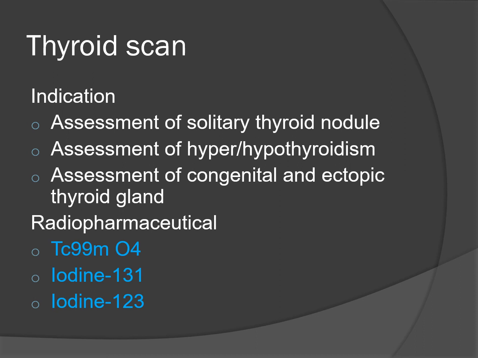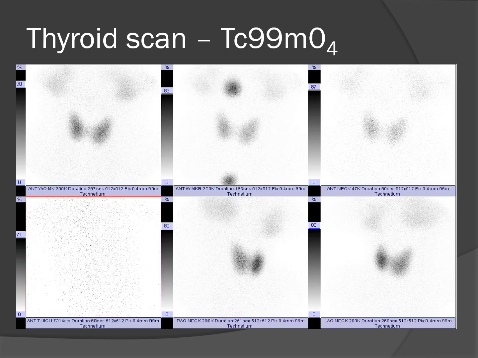And the radiopharmaceutical that we can use in thyroid scan is either technetium-99m pertechnetate itself, because it goes to the thyroid, or iodine-131 or iodine-123, because all of these radiopharmaceuticals will go to the thyroid. So I will just show you some examples of the thyroid scan using technetium-99m pertechnetate.